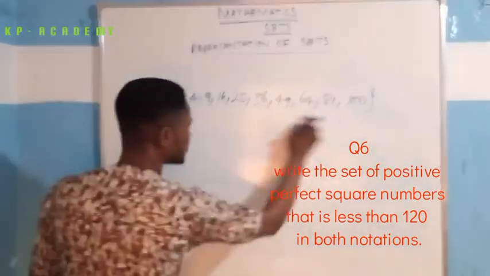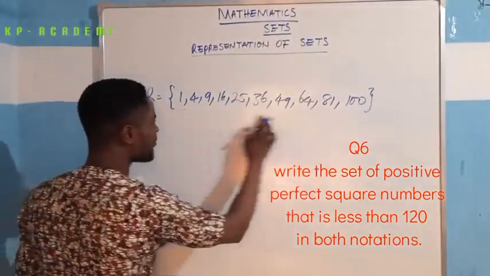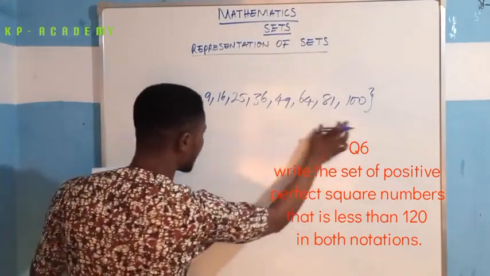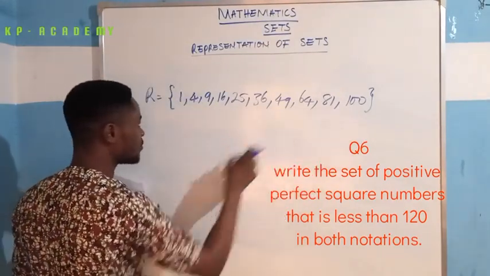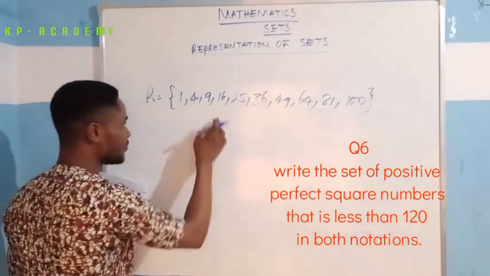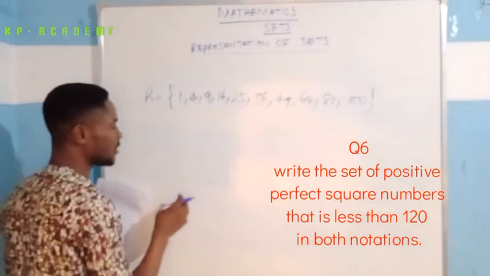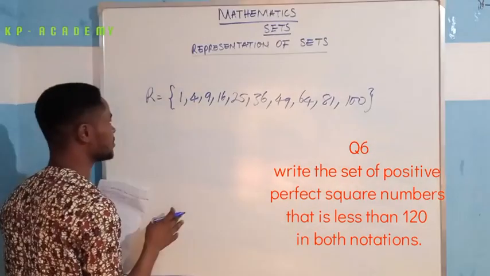So what you see here is nothing but the set of perfect square numbers that is less than 120. And of course, all these numbers are perfect squares because their square roots exist. If you take the square root of any of these numbers, it is going to give you a whole number, but not a fraction or a decimal.